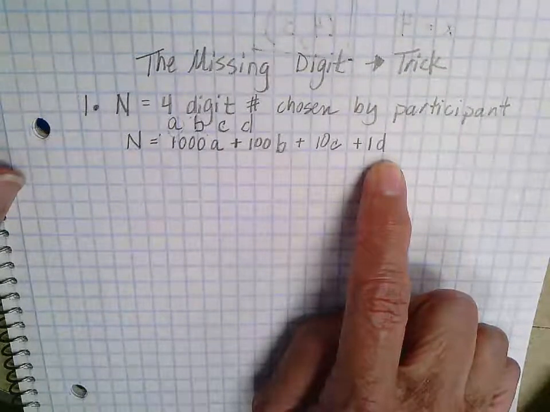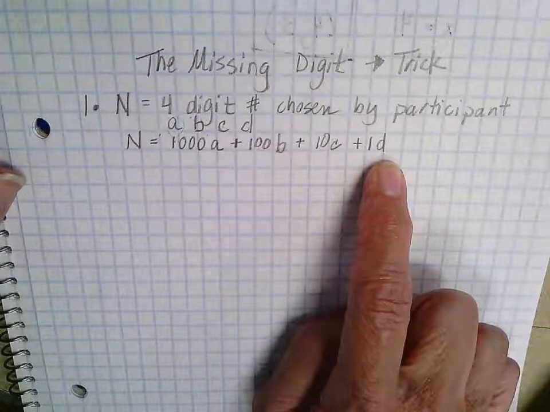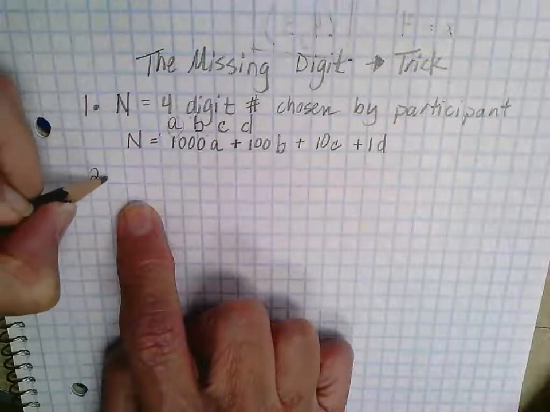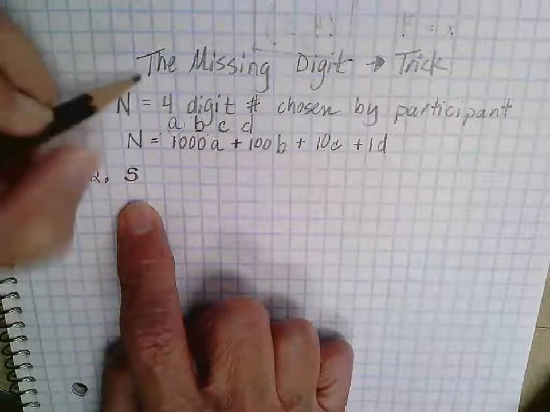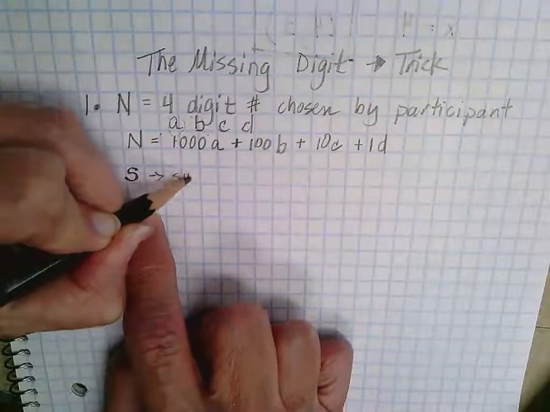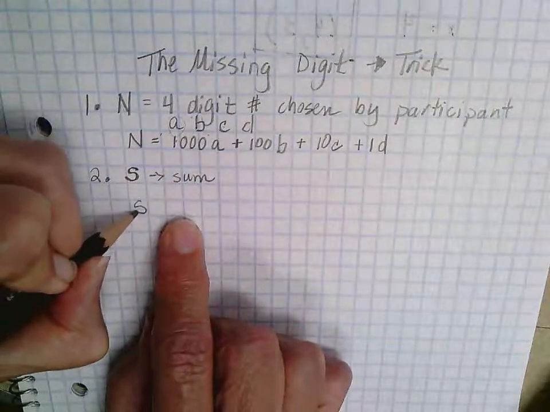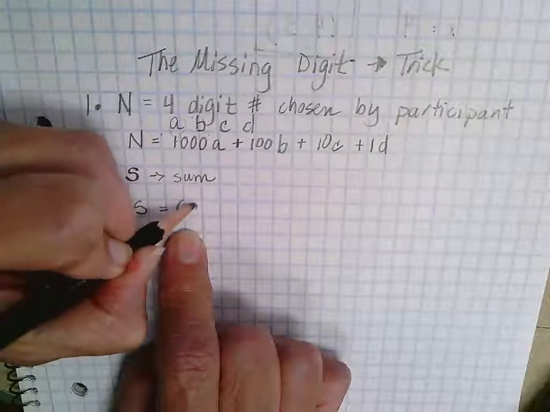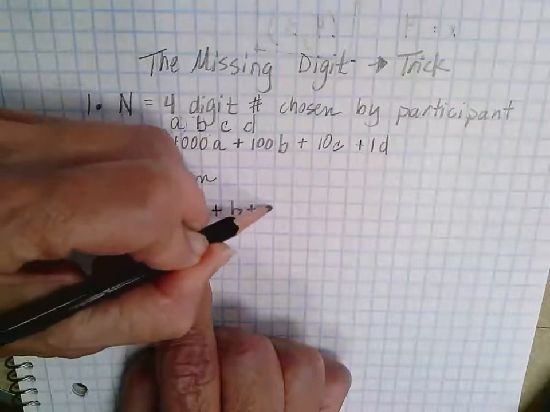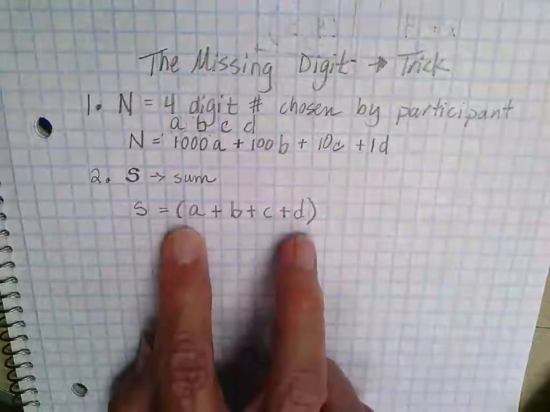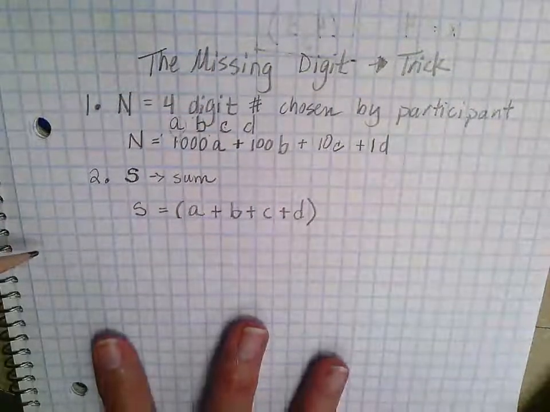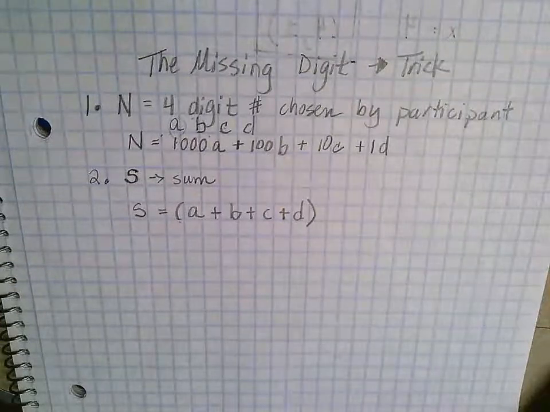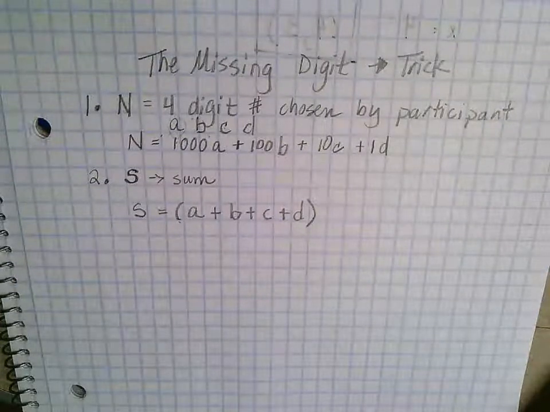The next step asks me to sum the digits, and I'm going to represent the sum with the letter S. So my sum of the digits in N is equal to A plus B plus C plus D. I'm just using parentheses here to group these together. I'm not implying that the order of operations matters here at all. I'm just grouping these digits together.